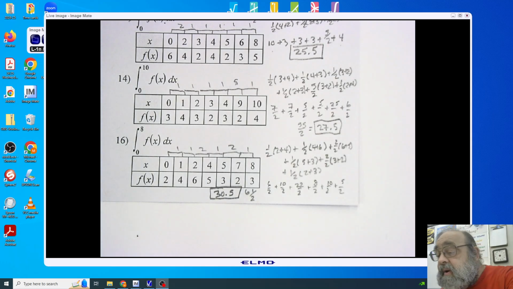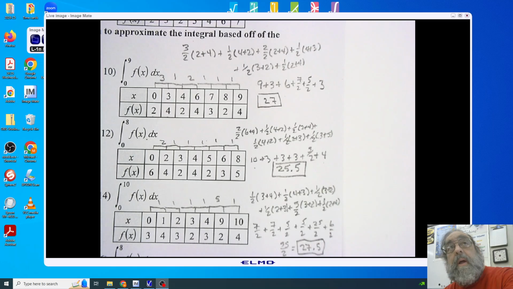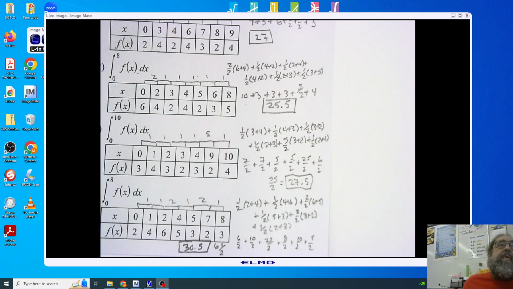These were my even problems working with the trapezoidal Riemann sum. And I was doing it by hand, so I do recommend you go back through and double check my math as I was just doing it off the cuff.